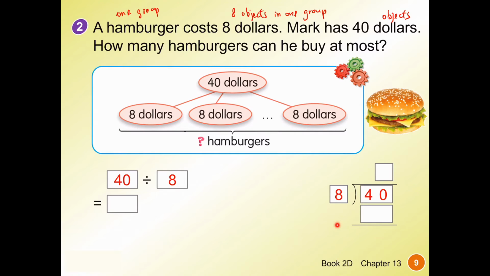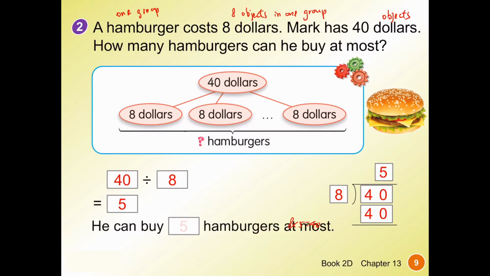There, 40 divided by 8. So 8 times 5 equals 40, and 40 minus 40 is 0, so we do not have any remainder here, so 5 is our answer. He can buy 5 hamburgers at most.